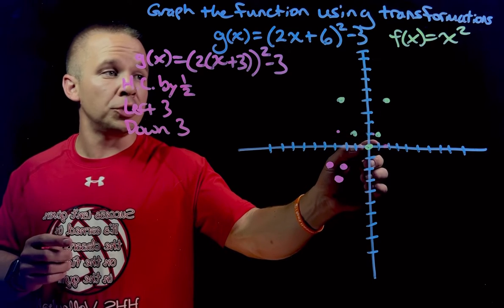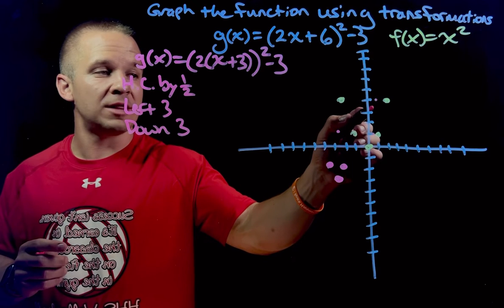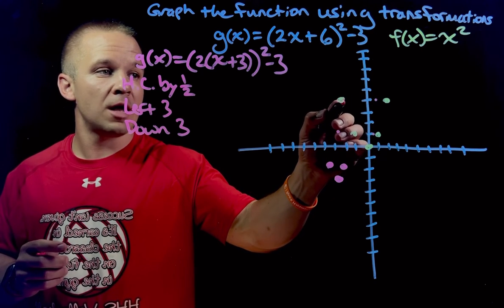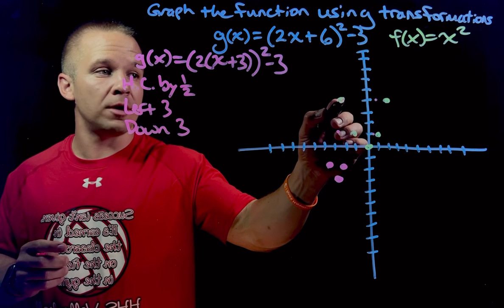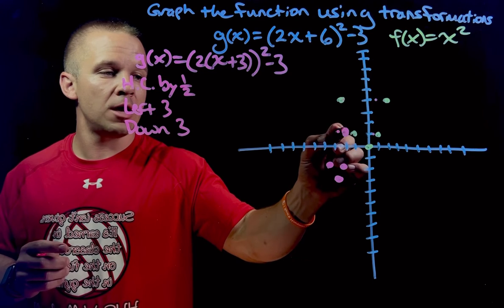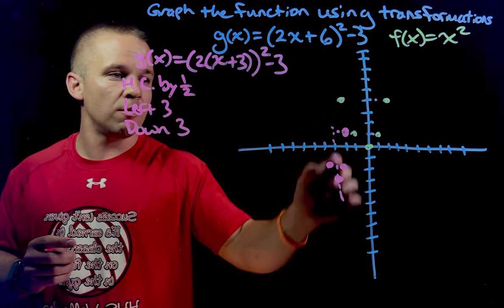I'm over at 2, 4. Well, horizontal compression would put me at 1, so I'd be right there. Then I'd go left 3, 1, 2, 3. I'm on this point right here, and then I'm going to go down 3. 1, 2, 3. Right here. And then I'll reflect that over my new axis of symmetry, which is right here, guys. There we go. Reflect it over.